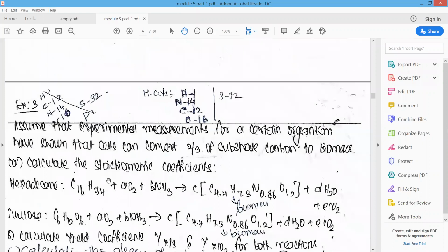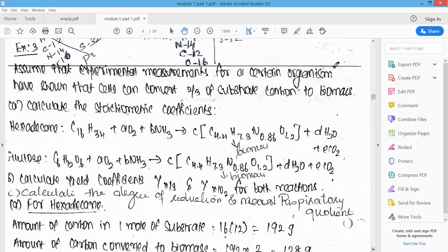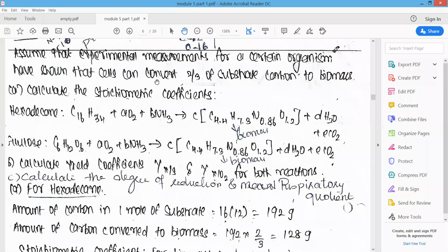Okay, so the problem is, assume that the experimental measurements for a certain organism have shown that cells can convert 2/3 of substrate carbon to biomass. Okay, and calculate the stoichiometric coefficients. So what we have to do is calculate the stoichiometric coefficients.